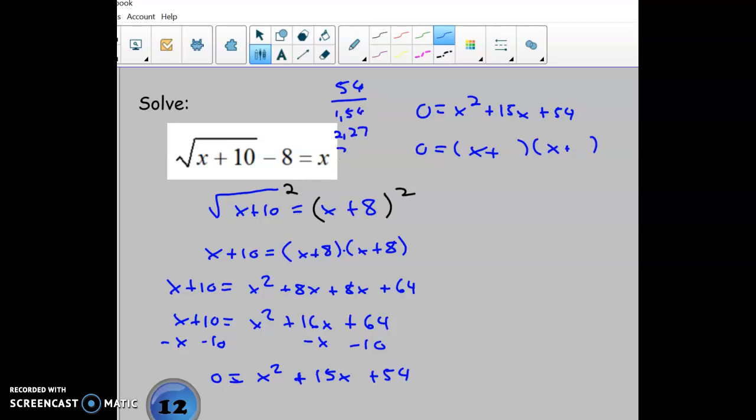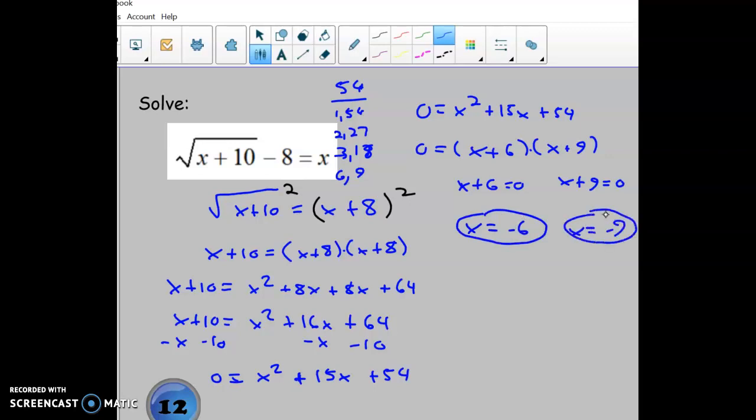3, it is divisible by 3. I think it's 3 and 17. No, 3 and 18. But that still is not giving us 15. 4 doesn't work. 5, does 5 work? No. It's 6. I think 6 times 9 is 54. So it should be plus 6 and plus 9. Right? And then set each little one to 0. X plus 6 equals 0. X plus 9 equals 0. And so we get two answers of negative 6 and negative 9. All right? Those are our two answers.